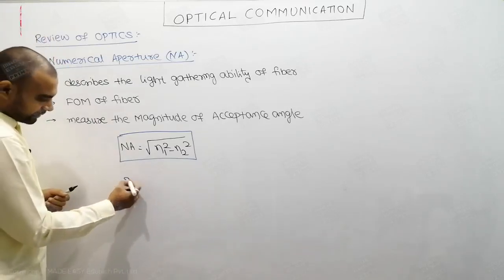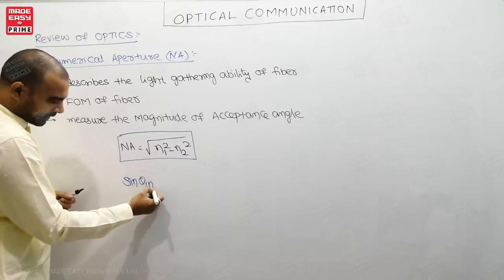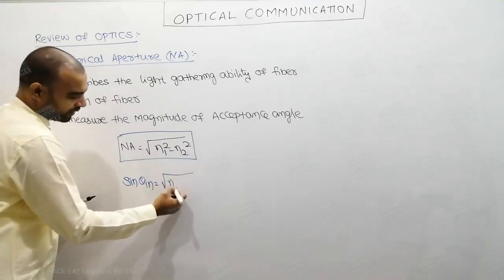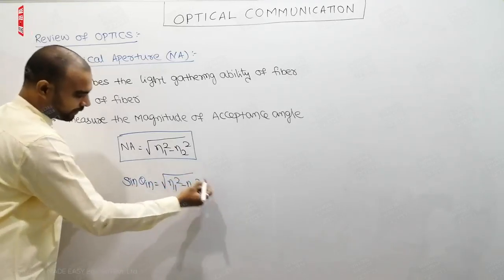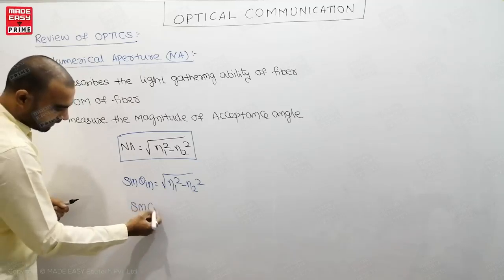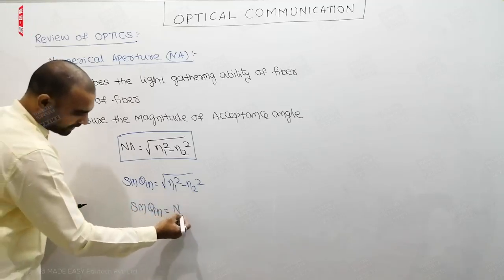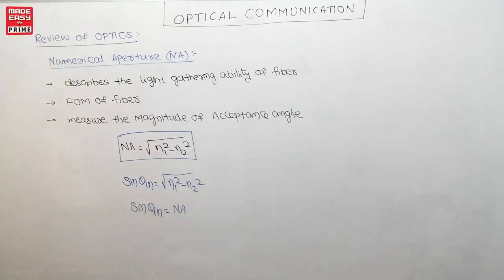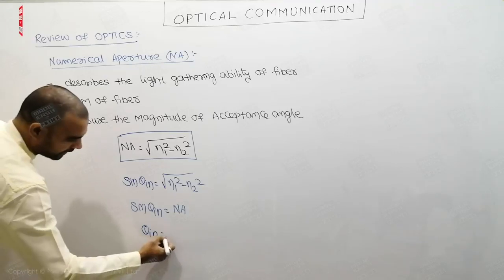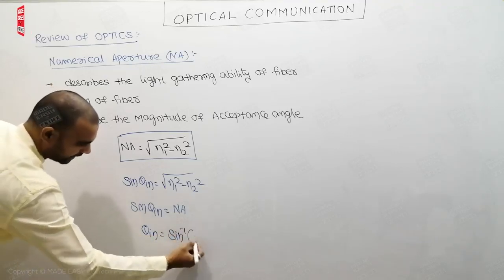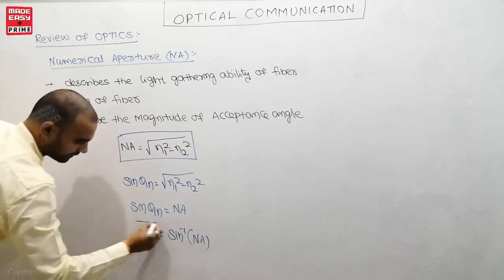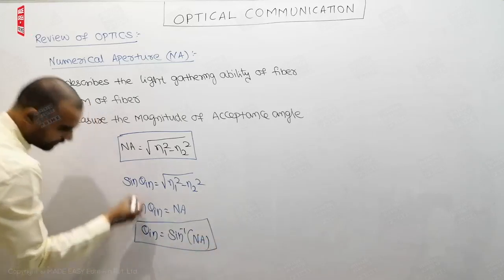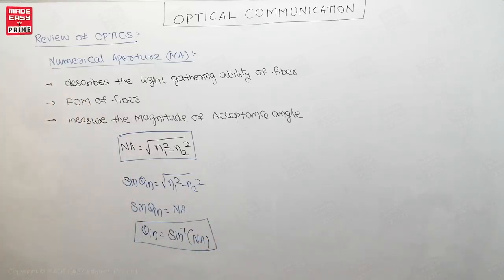So we studied that sin theta in is equal to under the root of n1 square minus n2 square. Then sin theta in is equal to the numerical aperture we have. So theta in is going to be given as sin inverse of Na. This is the definition we also give about the numerical aperture.